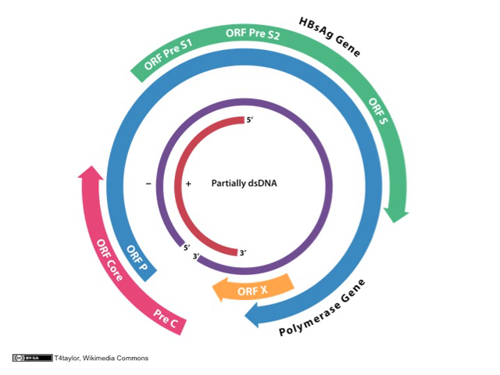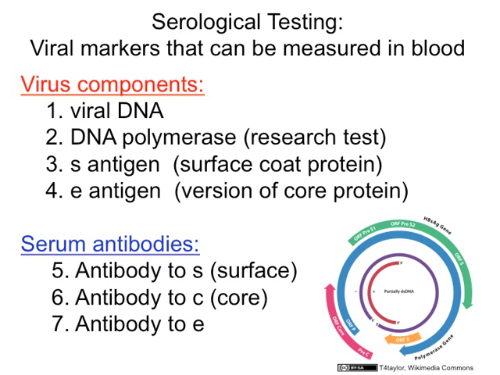We can measure the surface coat protein. We can measure this core antigen, or at least an immune response to it. We can measure the DNA. All right. There is a DNA polymerase. That's a research test. There's also an E antigen that we can measure, which is a version of the core protein. You can have antibodies to all of those. So you can measure viral DNA. You can measure surface antigen. You can measure E antigen. You can measure antibody to the surface protein, antibody to the core protein, antibody to the E protein. So that's 6 tests. Okay.